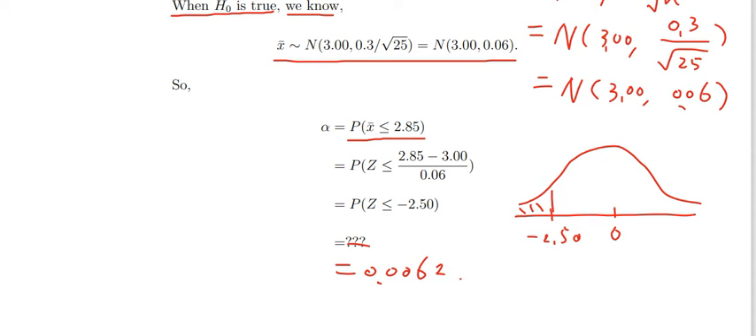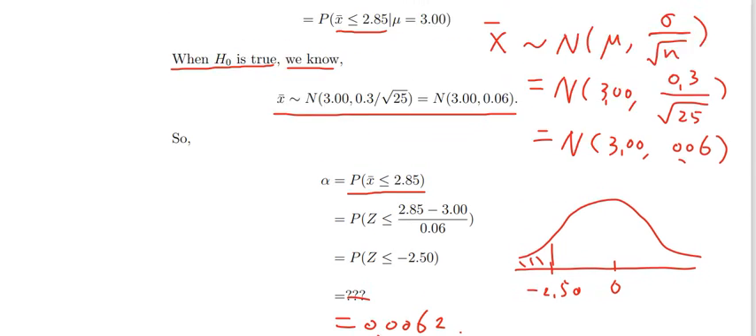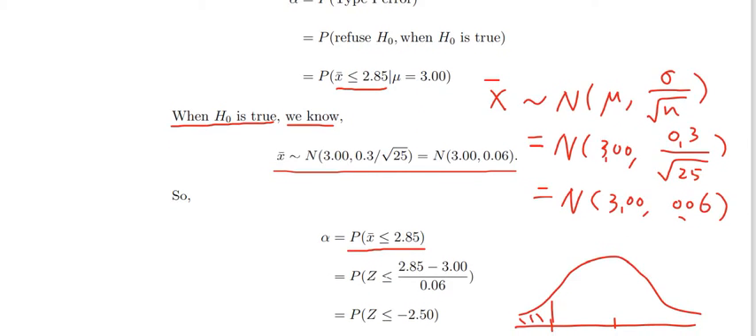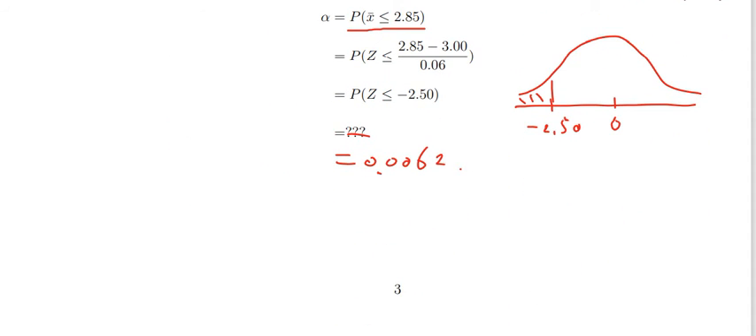So we can say this alpha is quite small. Also, we can apply this decision making rule: okay, cutoff point put to here, 2.85, to make a decision. With such a decision making rule, we will not make a mistake, and the chance for us to make a mistake, a type 1 mistake, is really small.